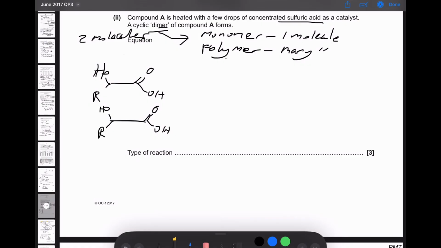And hopefully you can see we've got a carboxylic acid group and we've got an alcohol. And what do we know that that can do with sulfuric acid? We know it can form an ester. And in this case, it's going to form a cyclic kind of ester. So let's just draw an arrow, put H2SO4 over the top to show that it's a reagent.